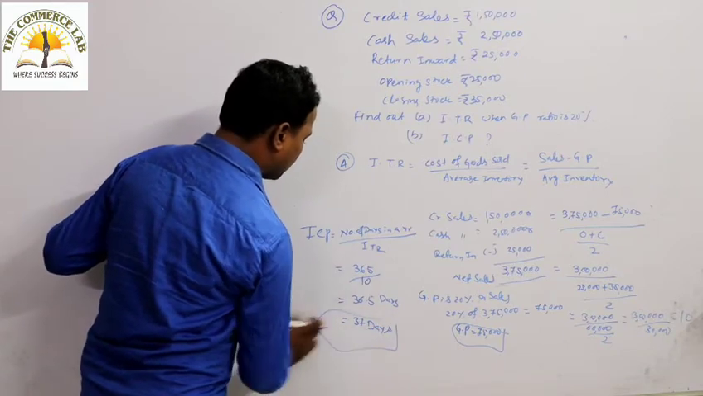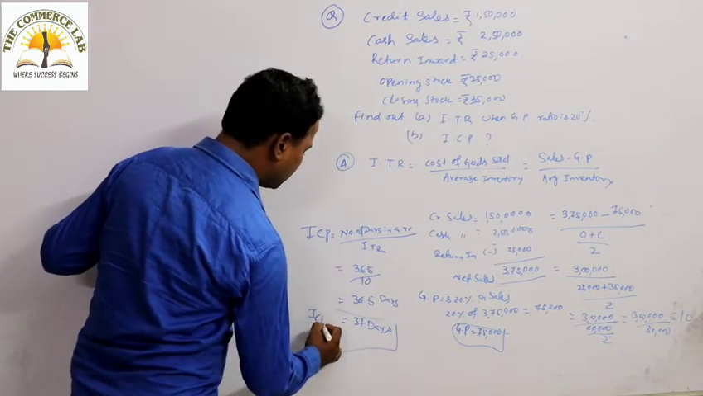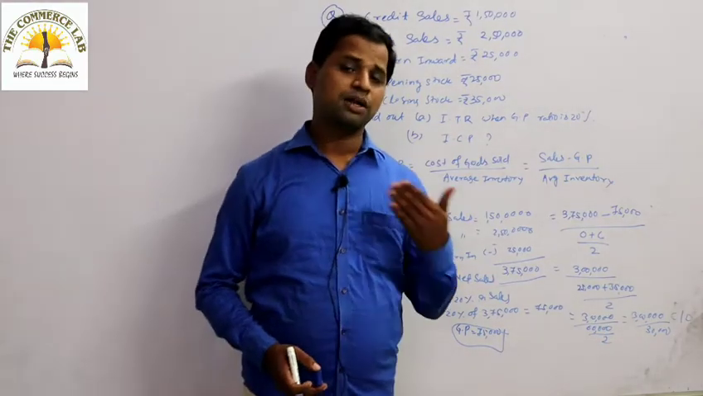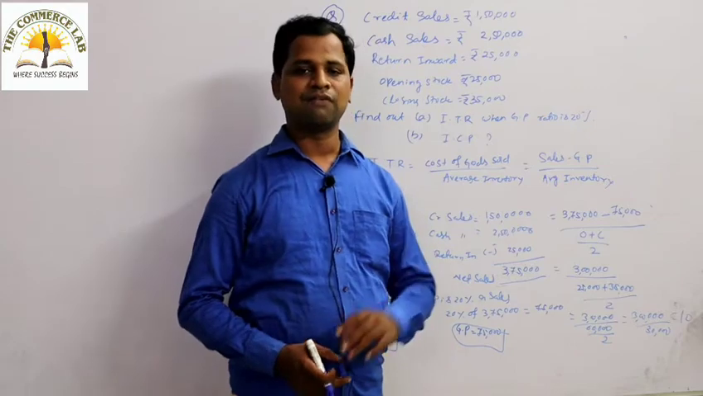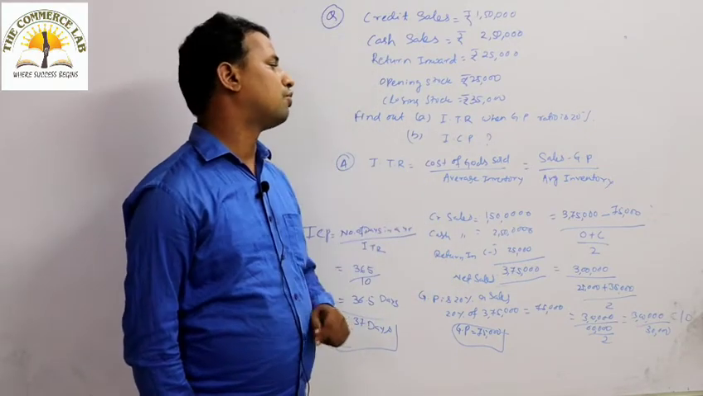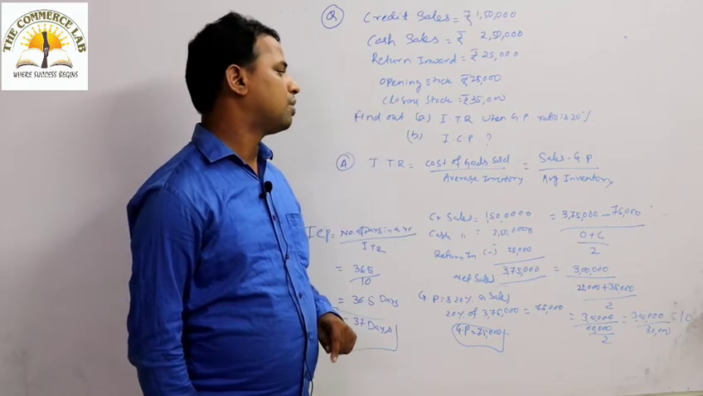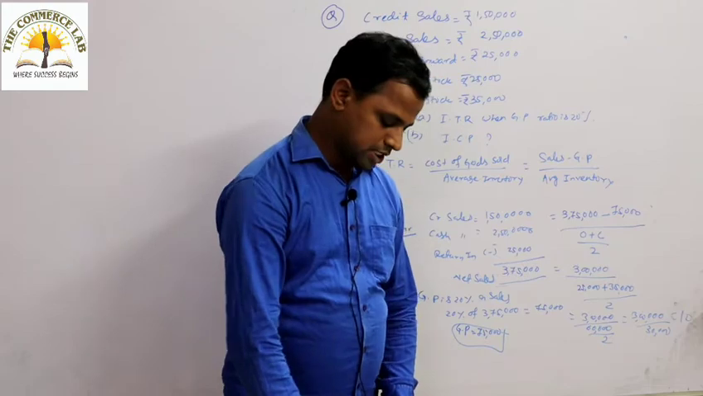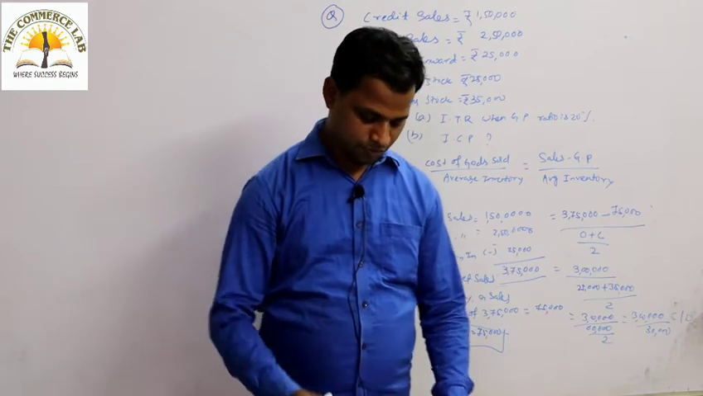So for converting your inventory from one inventory to another, you are taking 37 days on average. Okay, so this is all about the calculation of inventory turnover ratio and inventory conversion period. Okay, hope you understand this particular problem.